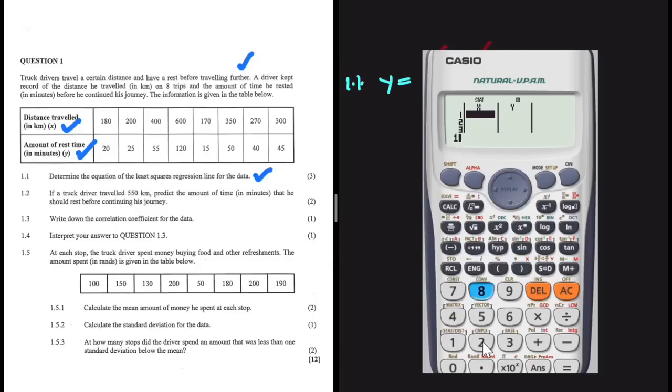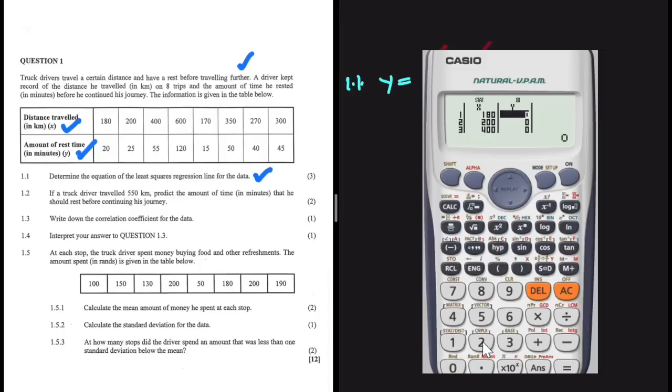We have 180 followed by 200, 400, 600, 170, 350, 270, and 300. After doing that, we want to punch in the y values next to the corresponding x value.